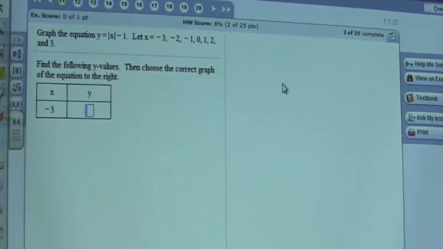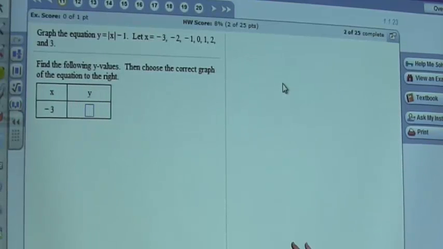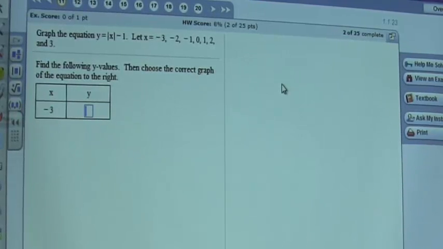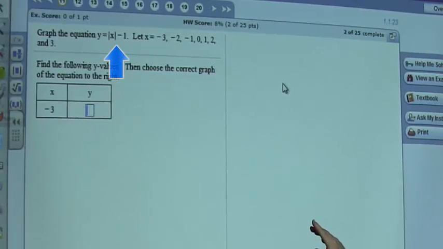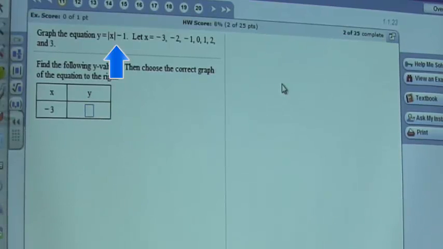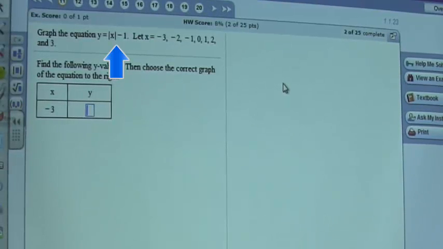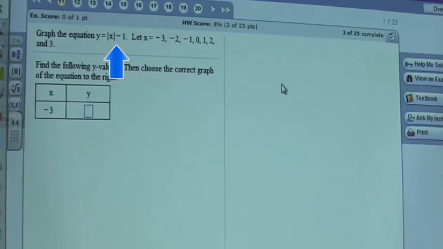Now, one of the ways to graph things is to pick some points first before we graph them. And we build what's called a T-chart. This is what they're going to build here. We're going to evaluate that expression y equals the absolute value of x minus 1, where x is minus 3, minus 2, minus 1, 0, 1, 2, and 3. So this will keep building as we go.